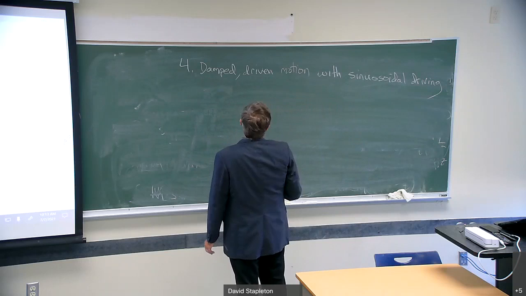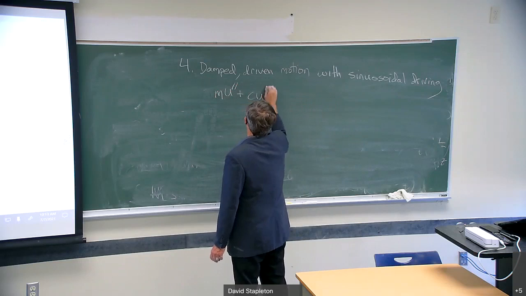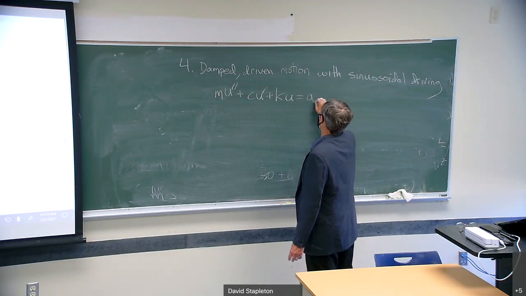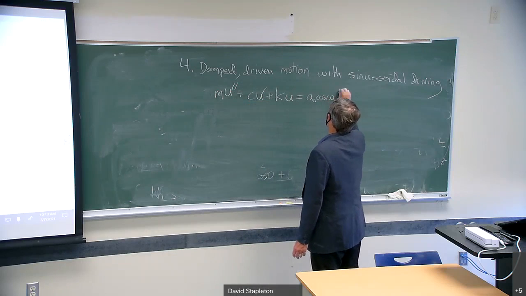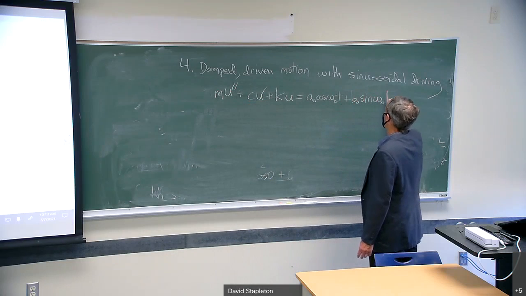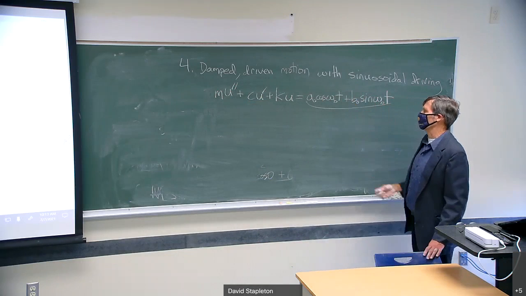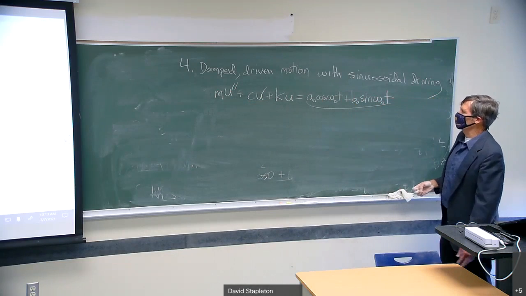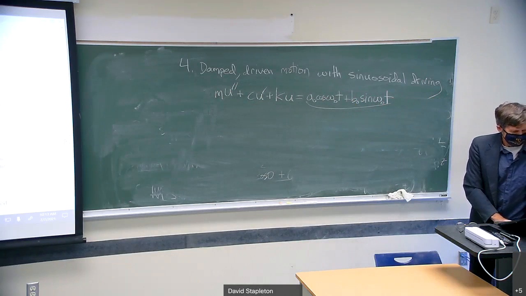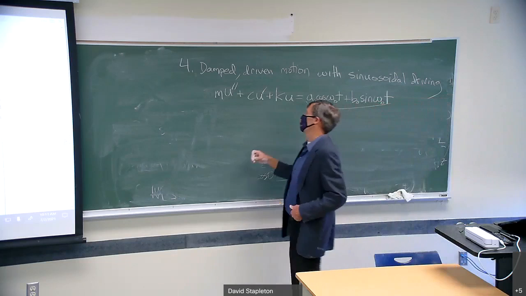All right. So now what we have is M times U double prime plus C times U prime plus K times U equals a number times cosine omega naught t plus a number times sine omega naught t. So this is a sinusoidal driving force of trigonometry. You could write this as a single sine wave. What are we going to do with that? It's the last case. What you do is you solve the homogeneous part.